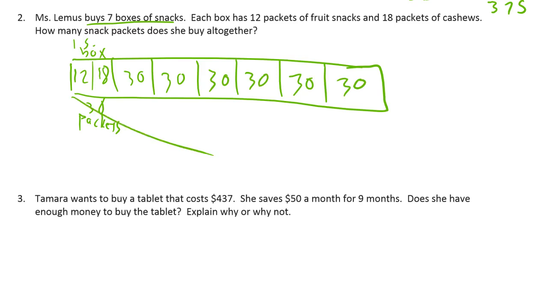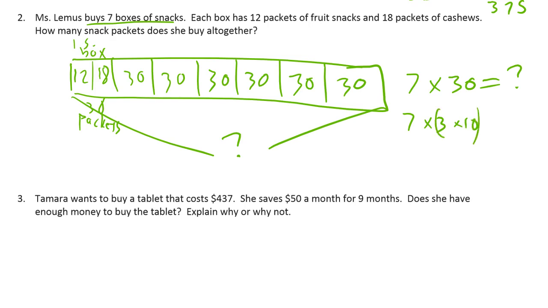And we want to find out how much are all those packets? 7 boxes times 30. So it's 7 times 30 equals our question mark. So 7 times 30, that's the same as 7 times 3 times 10. If you want to use that method, you might be able to just look at it and solve it in your head. But that 7 times 3 is 21, and then 21 times 10, 210.